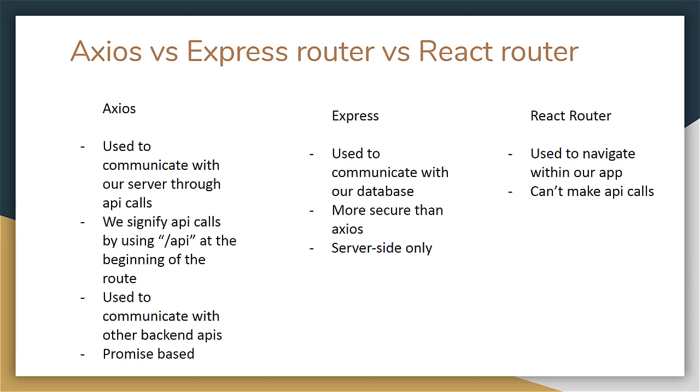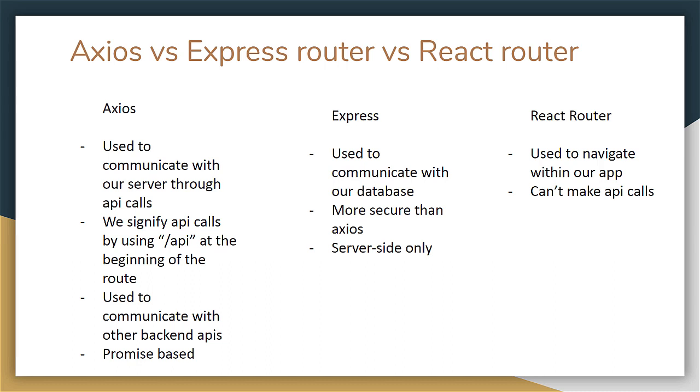Next, we have ExpressRouter. ExpressRouter is mainly used to communicate with our database. And ExpressRouter can communicate with our database because it uses Node as the runtime environment. And remember, Node can execute code outside of the browser. And this is essentially what allows SQL queries to be possible. And again, we can't do this with Axios. We can't pass in SQL queries directly from Axios in our React client-side app.